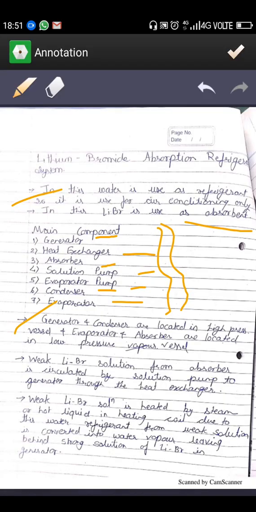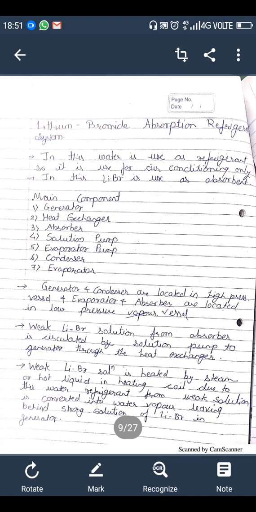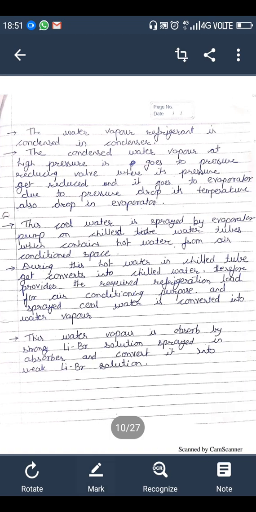The generator and condenser are located in a high pressure vessel, and the evaporator and absorber are located in a low pressure vessel. Weak LiBr solution from the absorber is circulated by the solution pump to the generator through the heat exchanger. The weak LiBr solution is heated by steam or hot liquid in a heating coil and is converted into water vapor, leaving behind the strong LiBr solution in the generator. The working is quite similar to the previous system, but only the refrigerant and absorbent are changed here.